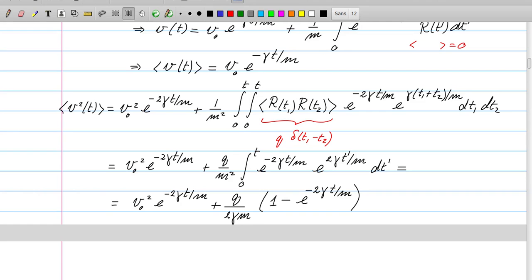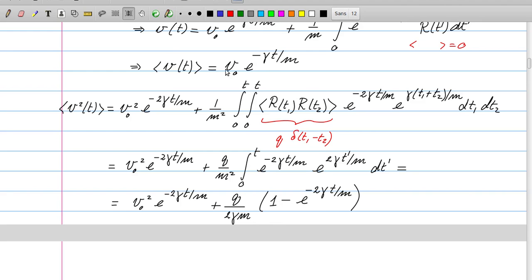Working out the integral, we obtain the following result. So here we have a q which now enters in front of a single integral because we had a delta function. The delta function tells us that t1 is equal to t2, so we have now 2 times gamma, and I now have called the integration variable t primed. We can carry out this integral. It's a very simple integral, and the result is that we have v0 squared times e to the power of minus 2 gamma t over m plus q over 2 gamma m times 1 minus e to the power of minus 2 gamma t over m.